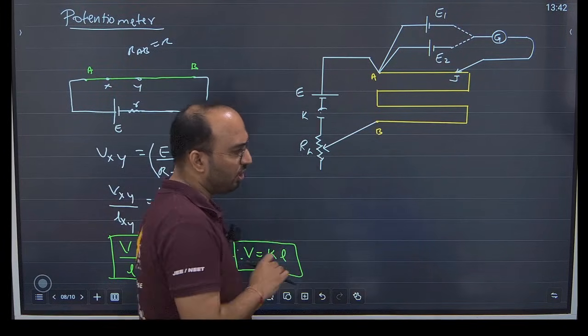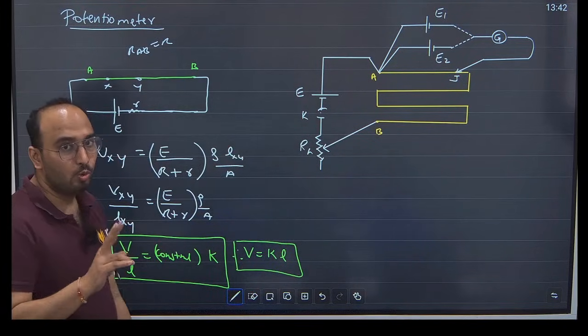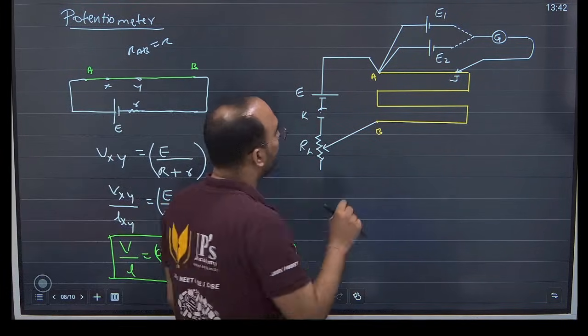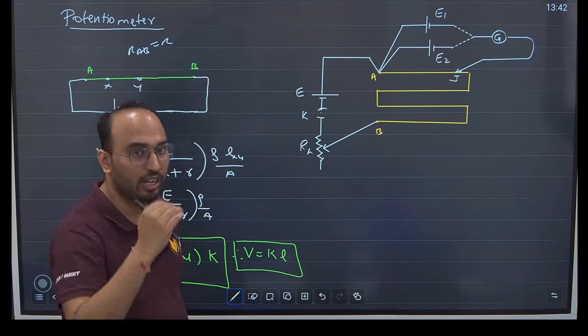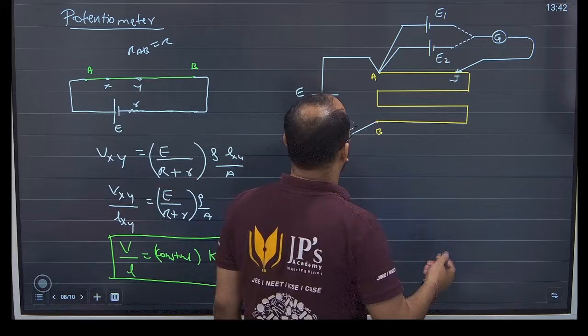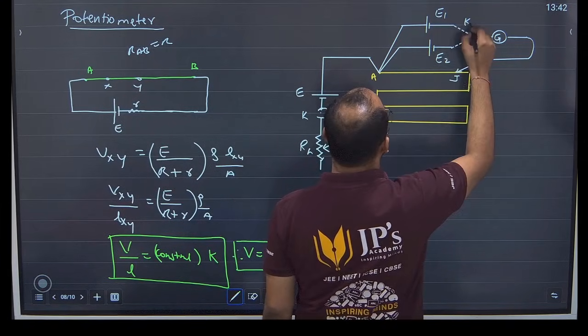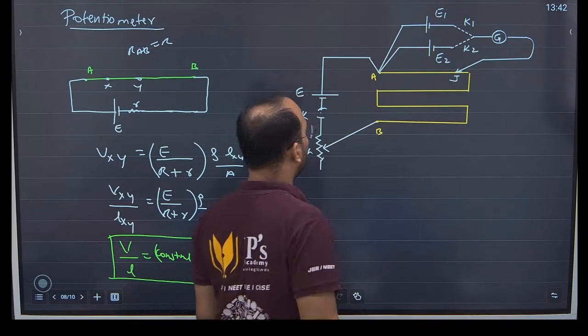So the first use of potentiometer is to compare 2 EMFs. Let's say we have 2 batteries, one battery is E1 and another battery is E2. We want to compare them, for example find their ratio. So what do we do? Here the dotted lines you see are keys, K1 and K2.